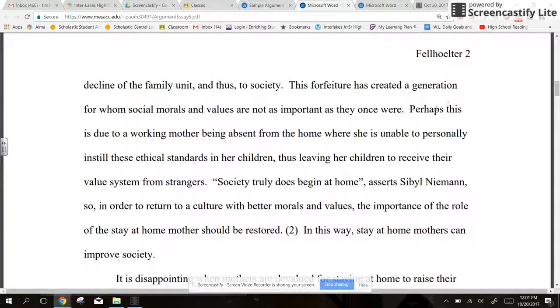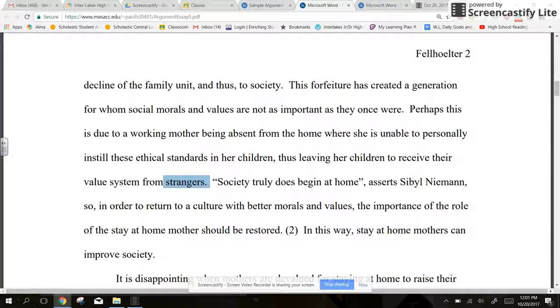Perhaps, the author goes on to say, this is due to a working mother being absent from the home where she is unable to personally instill these ethical standards in her children, thus leaving her children to receive their value system from strangers. Okay, now we can start to see the author's point of view. I like that they're using this charged language. Whether or not I agree with this point, it's words like "values from strangers" that help me as a reader begin to see their point of view.